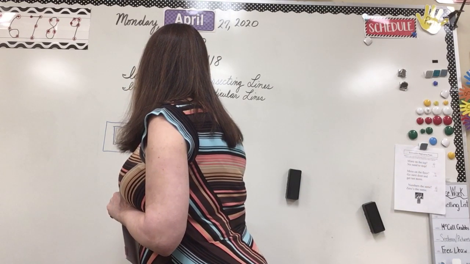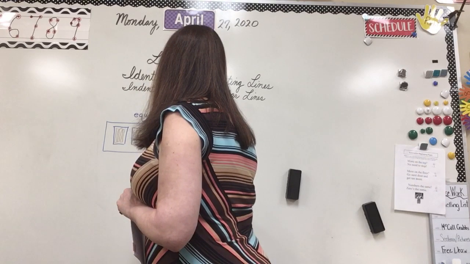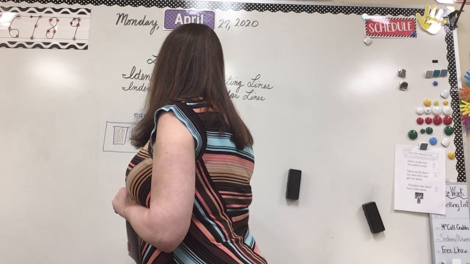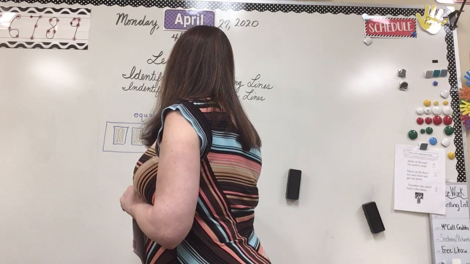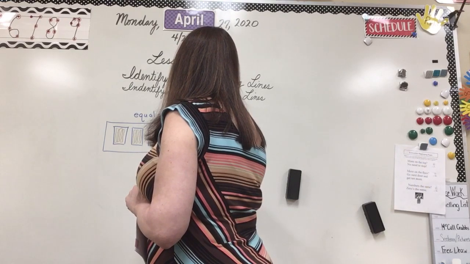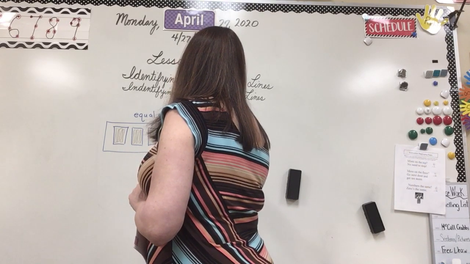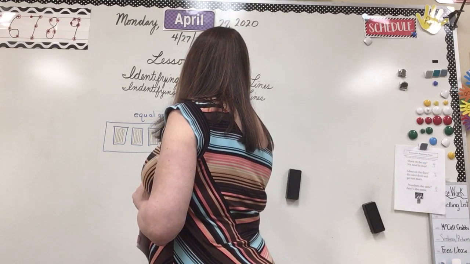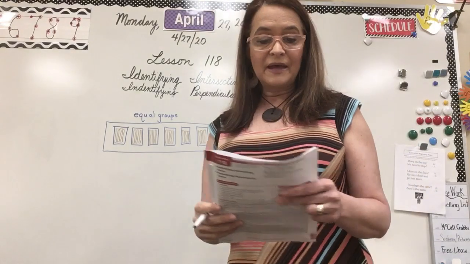So I've got my 7 packages. I'm putting 3 pencils in each package, because this is a story problem about equal groups, because each group has the same number in each group. That's why it's called equal groups. So we've got our picture drawn.